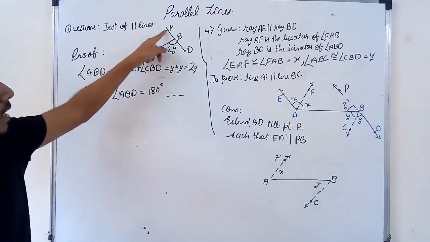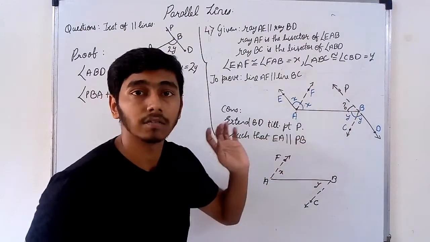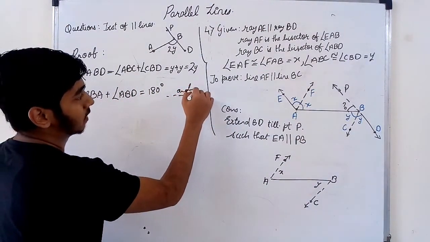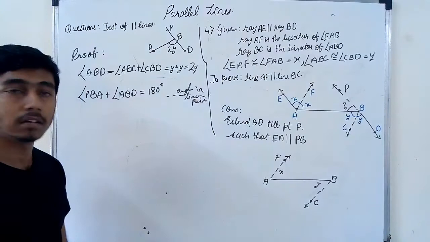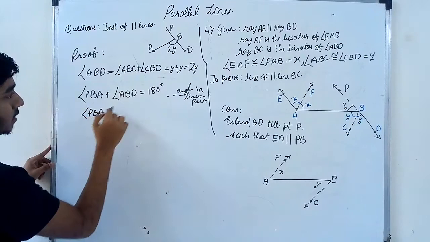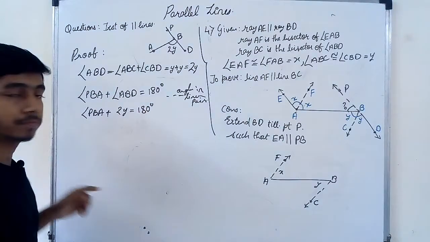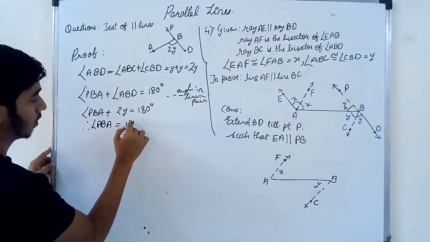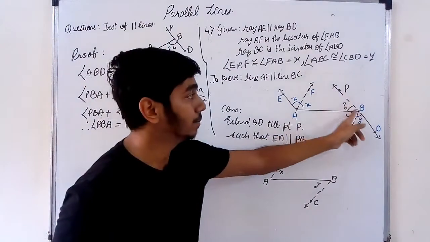So PBA and ABD. Ignore this part for now. Therefore, we get it's equal to 180. Why? Angles in linear pair, correct? Therefore, we can say that angle PBA plus ABD, which is 2y, equals 180 degrees, correct? Therefore, angle PBA is 180 minus 2y, correct? So we have got PBA.